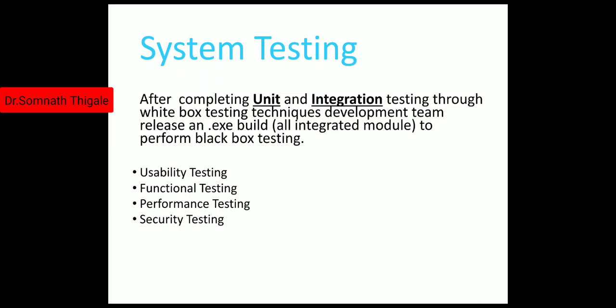Now what are the things we are going to cover in system testing? We'll check usability, so it is a type of usability testing. It is going to check the functionality, functional testing, performance testing, and security testing. So system testing covers four types of testing: usability testing, functionality testing, performance testing, and security testing. Let's take an example of each.